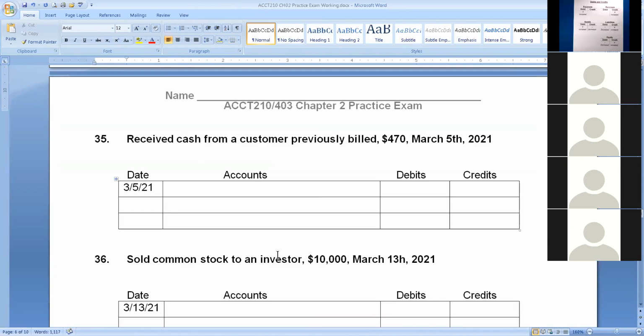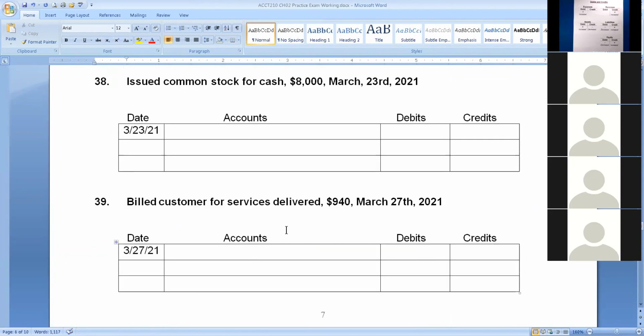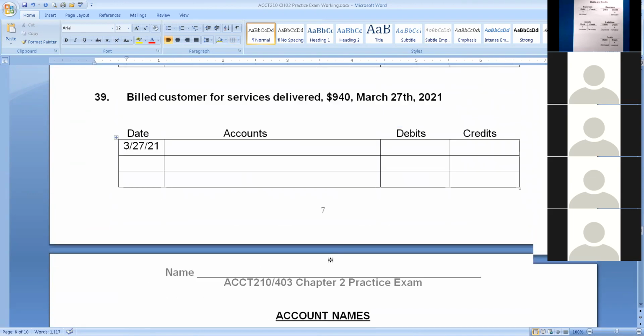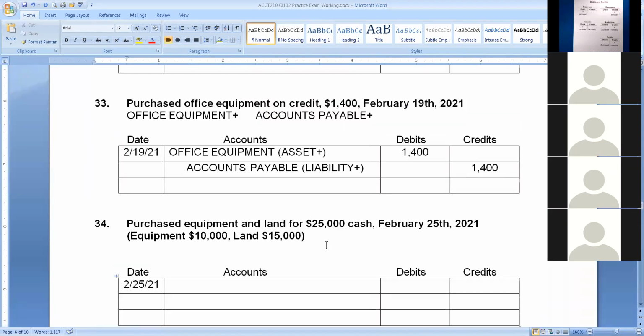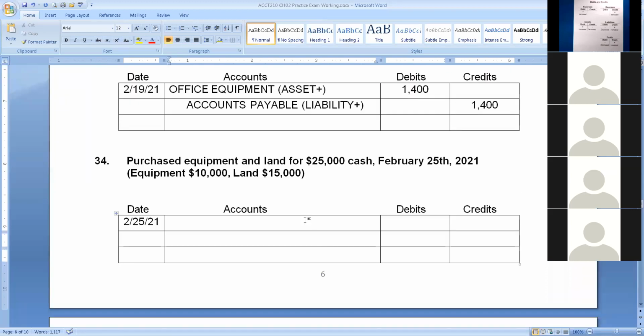How many do we have left here? I'm gonna keep you guys late. Okay. Purchased equipment and land for $25,000 cash.